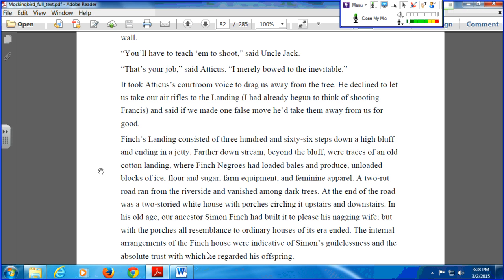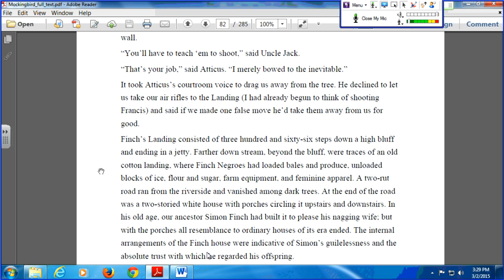Finch's Landing consisted of 366 steps down a high bluff and ended in a jetty. Farther down the stream, beyond the bluff, were traces of an old cotton landing, where Finch Negroes had loaded bales and produce, and unloaded blocks of ice, flour and sugar, farm equipment, and feminine apparel. A two-rut road ran from the riverside and vanished among dark trees. At the end of the road was a two-storied white house with porches running around upstairs and downstairs. In his old age, our ancestor Simon Finch had built it to please his nagging wife.